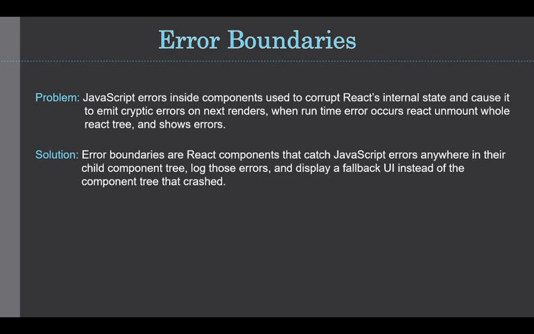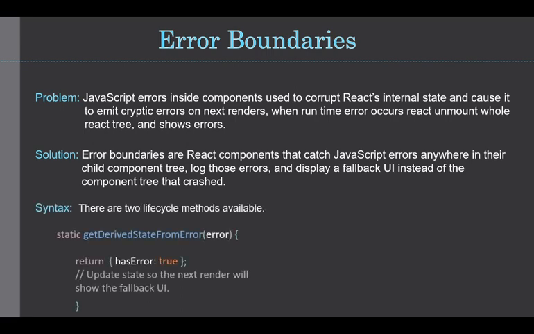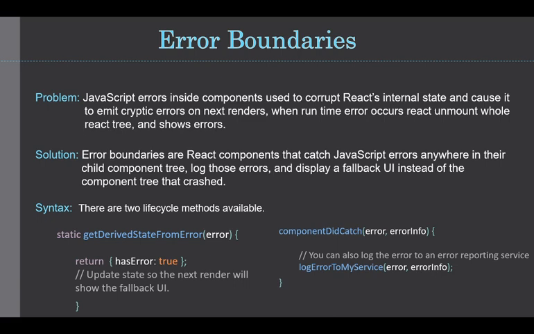For this, there are two lifecycle methods available. First is the static getDerivedStateFromError method. This lifecycle is invoked after an error has been thrown by a descendant component. It receives the error that was thrown as a parameter and should update the state so the next render will show the fallback UI. The second method is componentDidCatch.